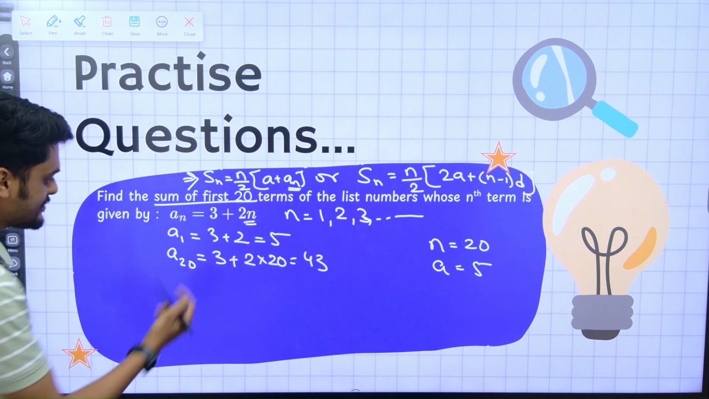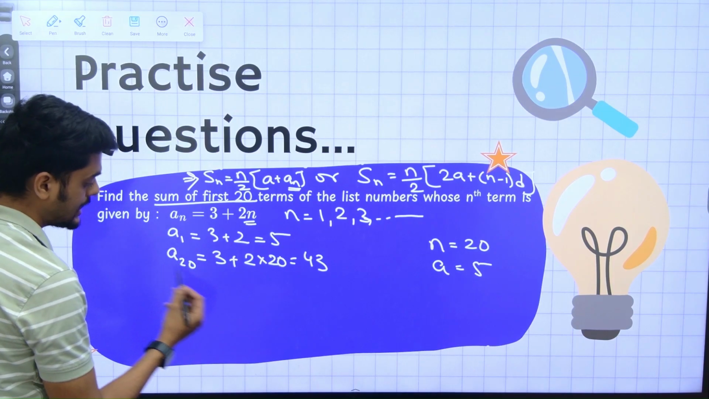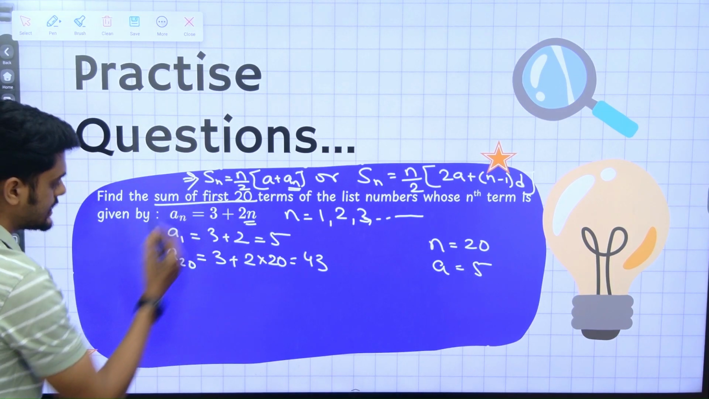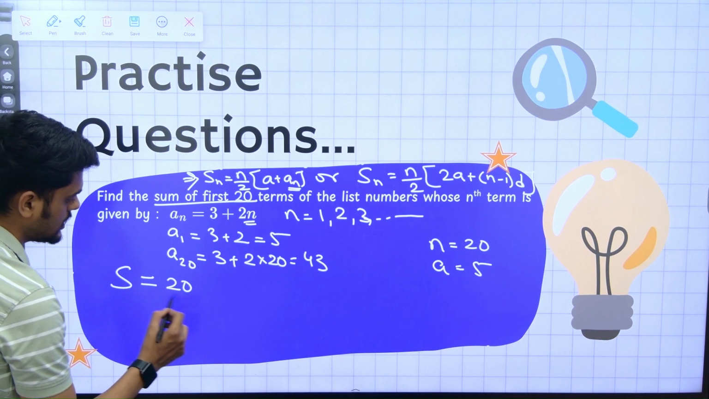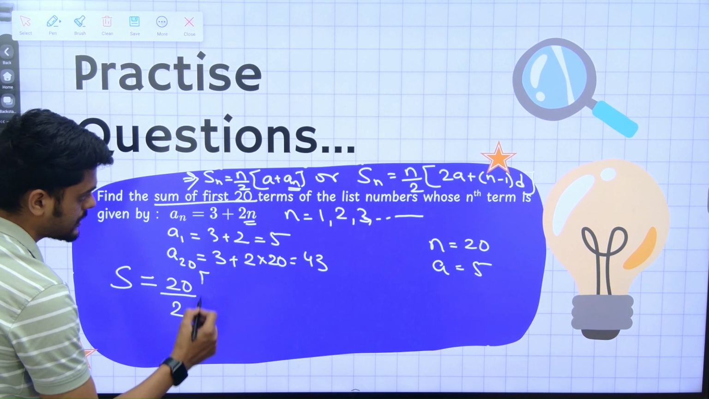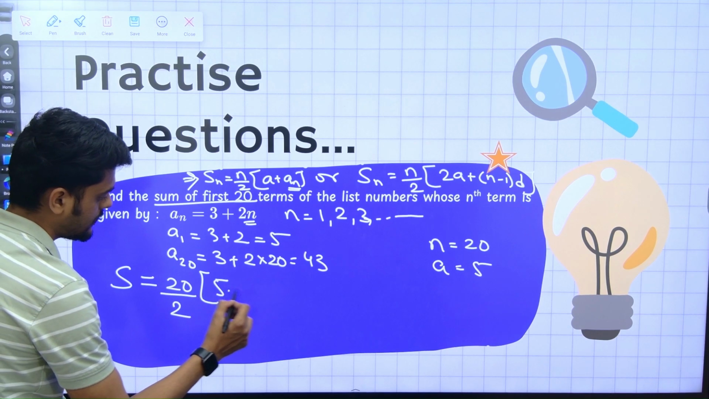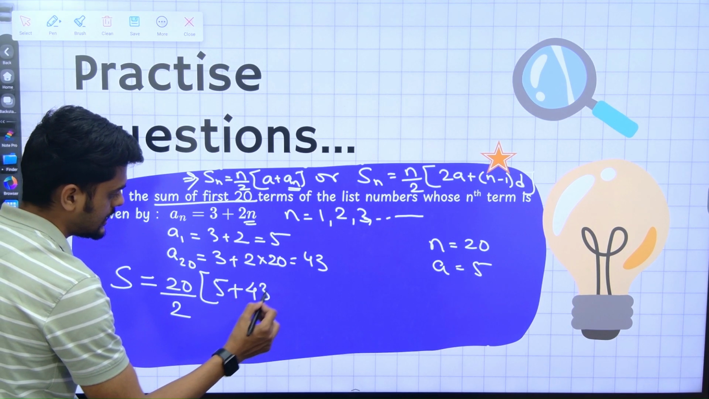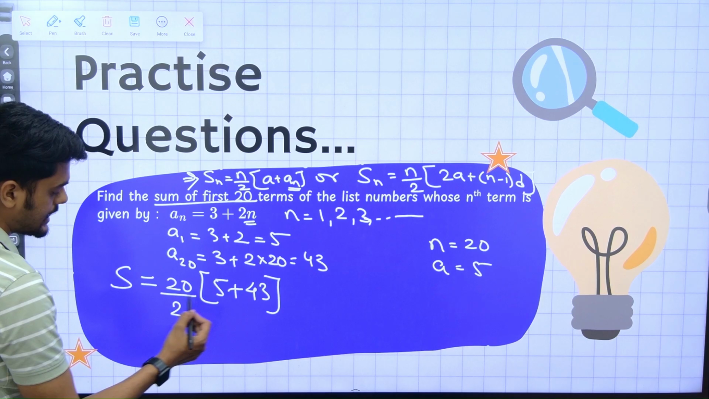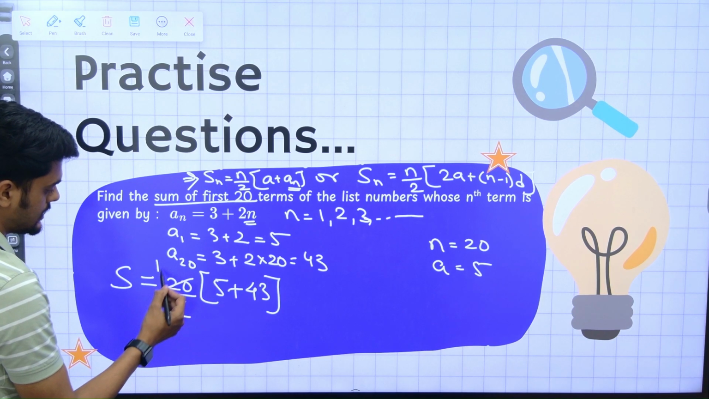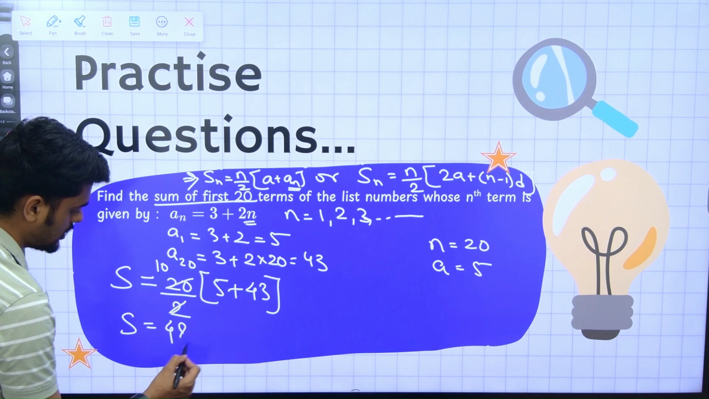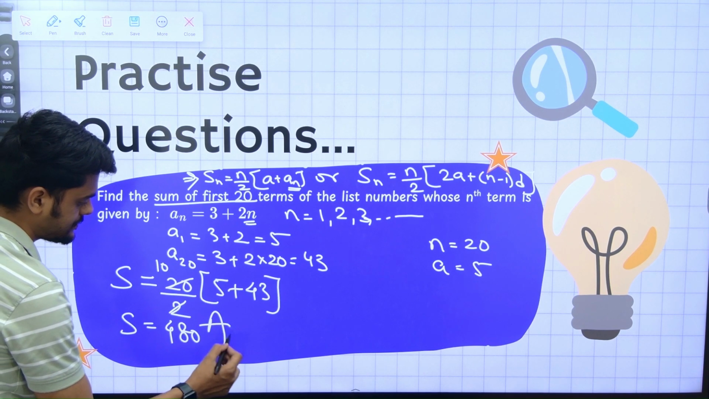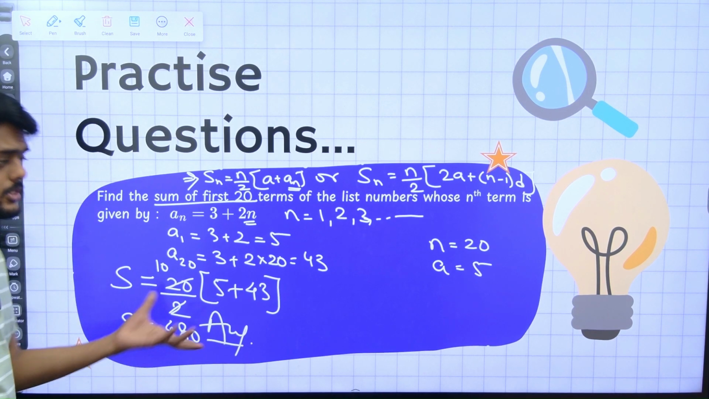Okay, so we have a1 and a20 and just simply put it over here. The sum would be what? 20 by 2 bracket 5 plus 43. This would be 48 and this would be 10. So the sum is going to be what? 480. This would be your answer.